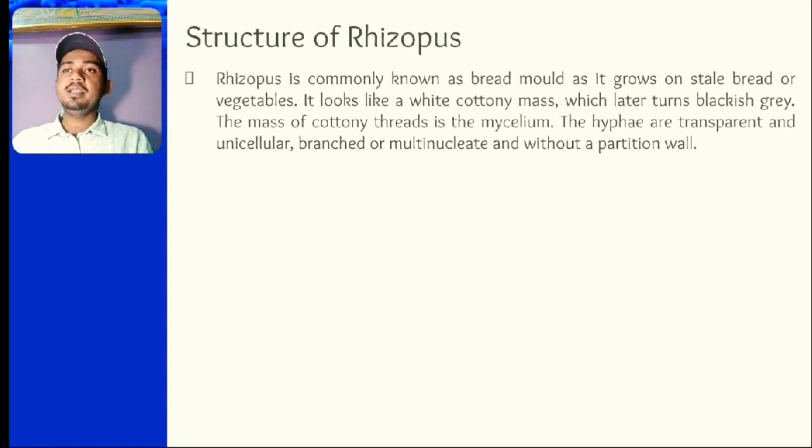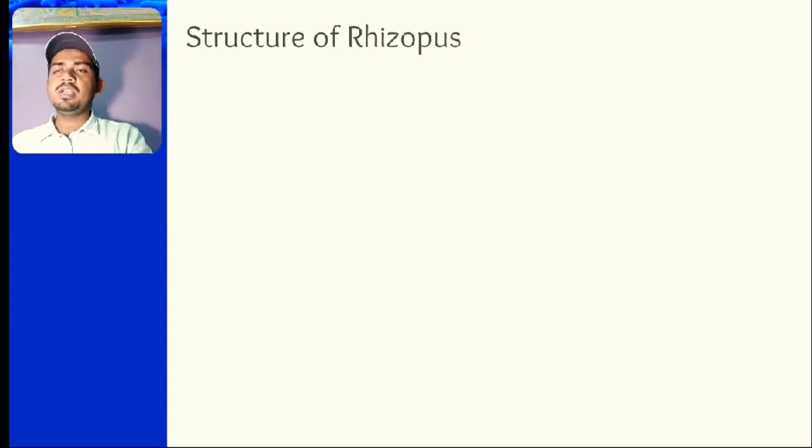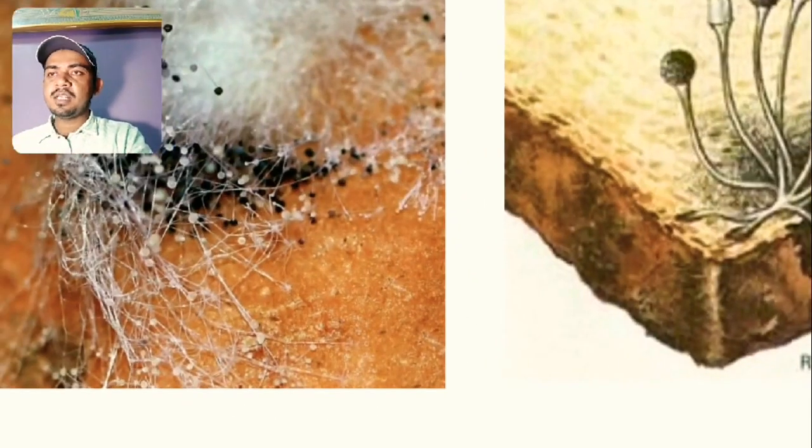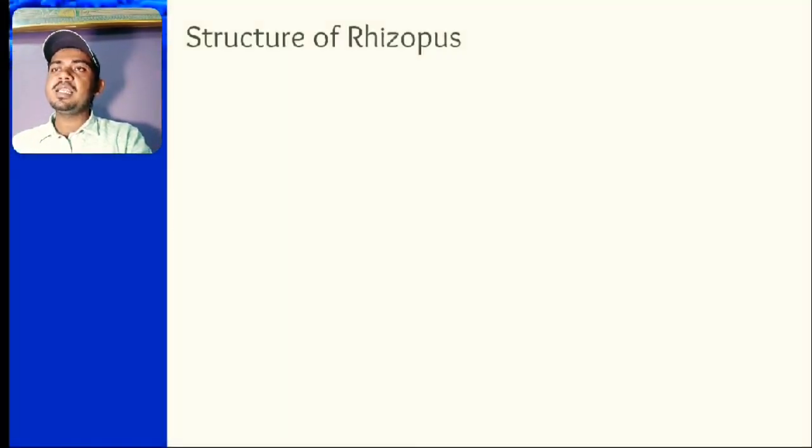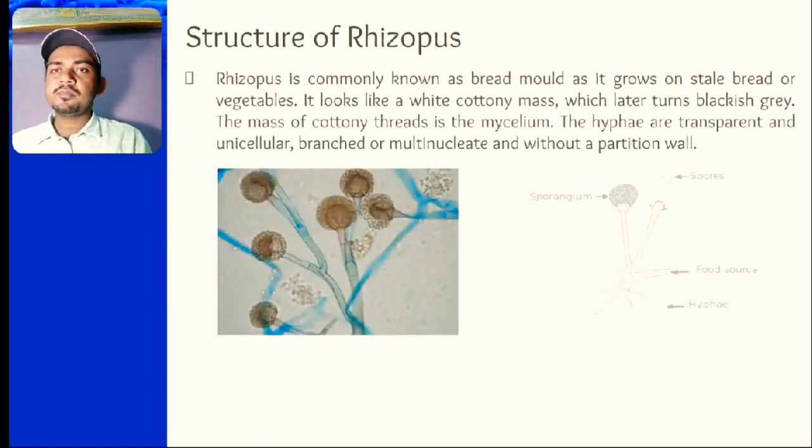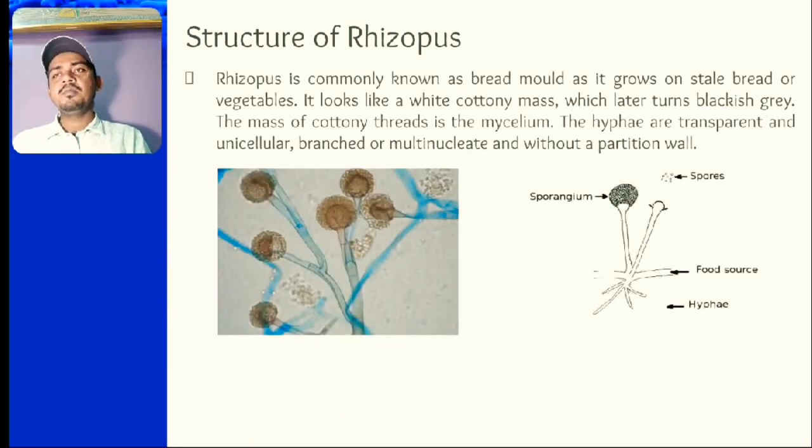The mass of cotton thread is the mycelium. The whole mass is the mycelium. The hyphae are transparent and unicellular, branched or multinucleate, with or without a partition wall. See, they are transparent. The cells are uninucleate, branched, or multinucleate, without a partition wall. It can be branched or multinucleate or without a partition wall.